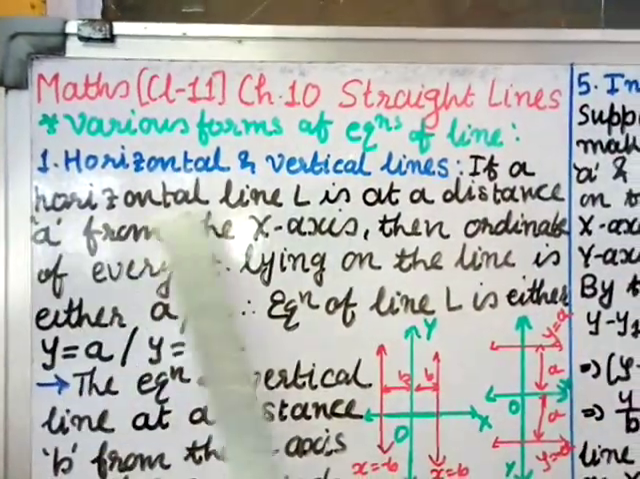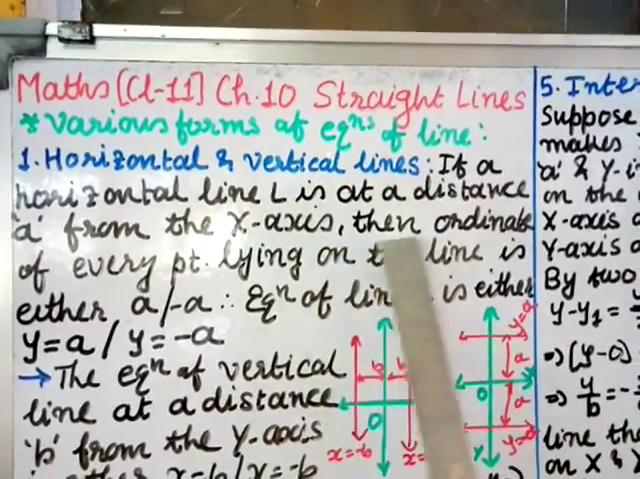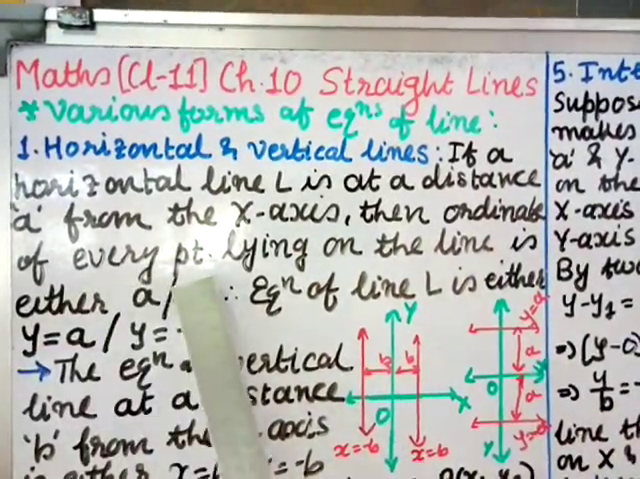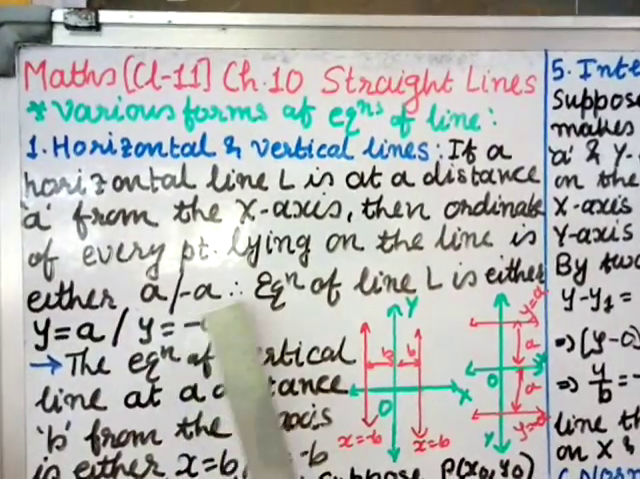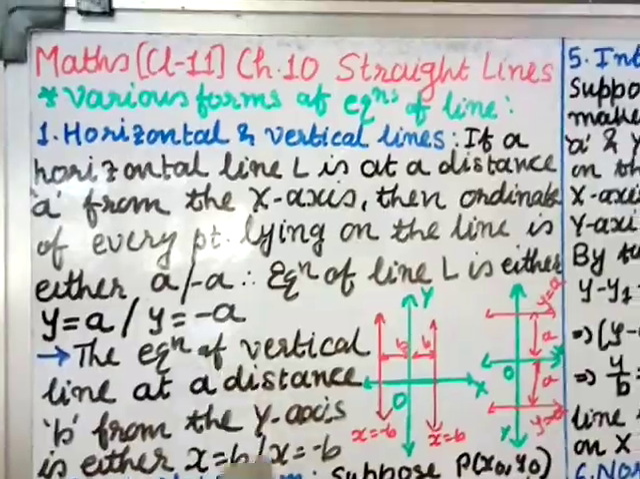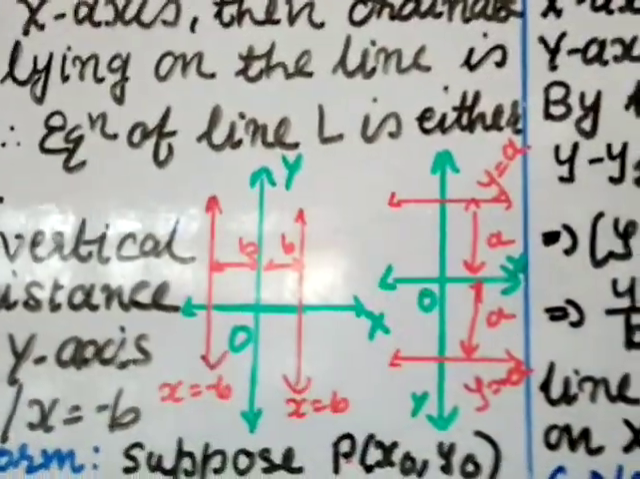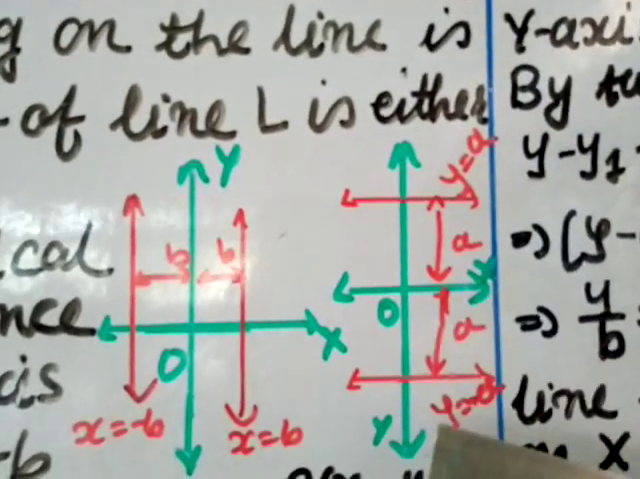If a horizontal line L is at a distance a from the x-axis, then the ordinate of every point lying on the line is either a or minus a. Therefore, the equation of line L is either y equal to a or y equal to minus a. So, this is the x-axis, and from the x-axis at a distance a, above the x-axis and below the x-axis.